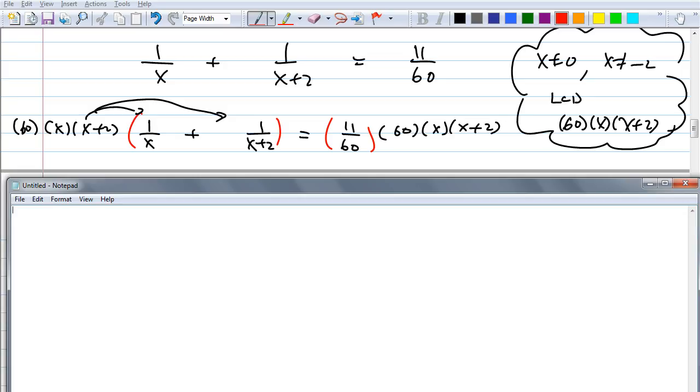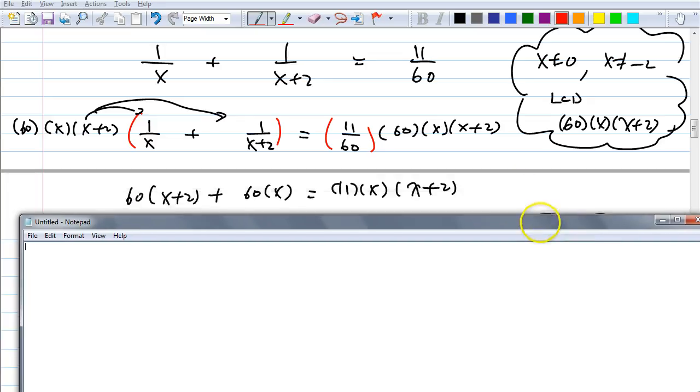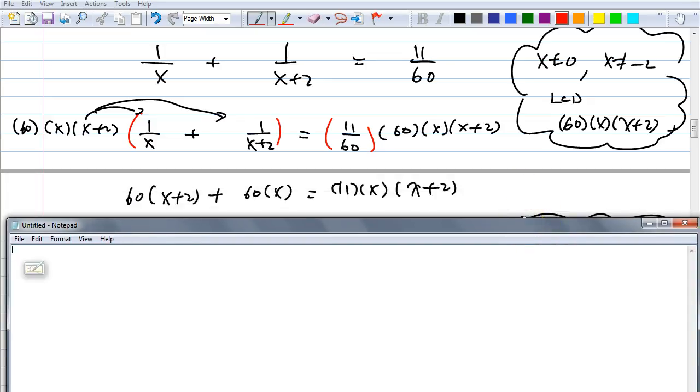60x times x plus 2 over 1. 1 over x plus 1 over x plus 2 equals 11 over 60. Listen, if you multiply this LCD with 1 over x, the x's cancel out, so you get only 6 times x plus 2. Plus, the x plus 2 cancels out, so you get 6 times x. Correct? And then 11x.